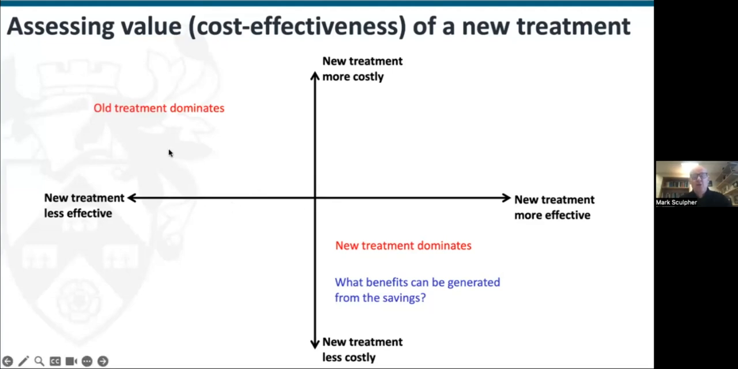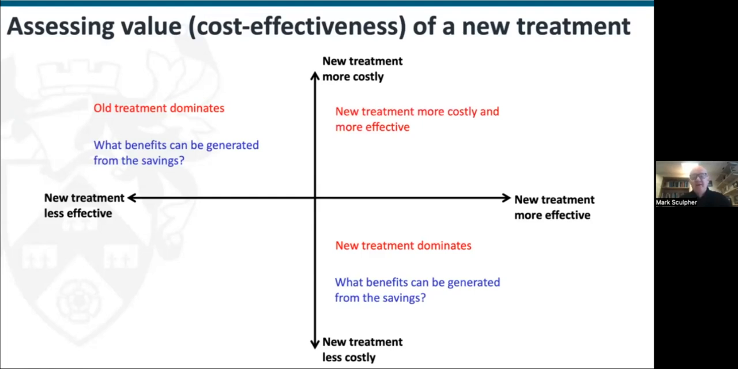Conversely, in the top left-hand quadrant, the old treatment dominates because the new treatment is less effective and it's more costly. So, if we believe this evidence, there's no reason why we would want to fund a new treatment, because it's both generating less health for patients compared to the old treatment, and it's costing us more. So we would want to think about, again, compared to investing in a new treatment, we're actually making savings. But the key thing is that our budget remains intact because we're not funding the new treatment.